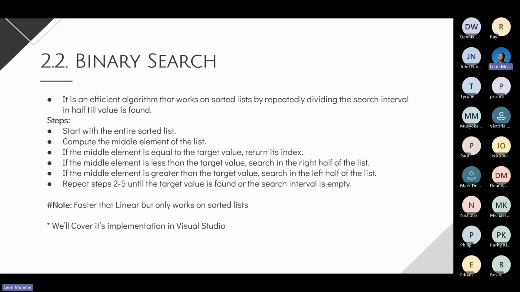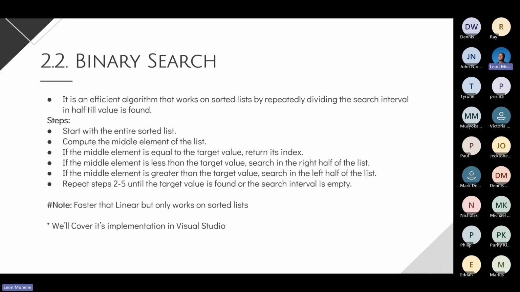Thank you. Okay, now let us begin on one of the more complex search algorithms. It is the more complex of the two: binary search. It's an efficient algorithm, and that's something you should note. Binary is more efficient than linear. It works on sorted lists by repeatedly dividing the search interval in half until the value is found.